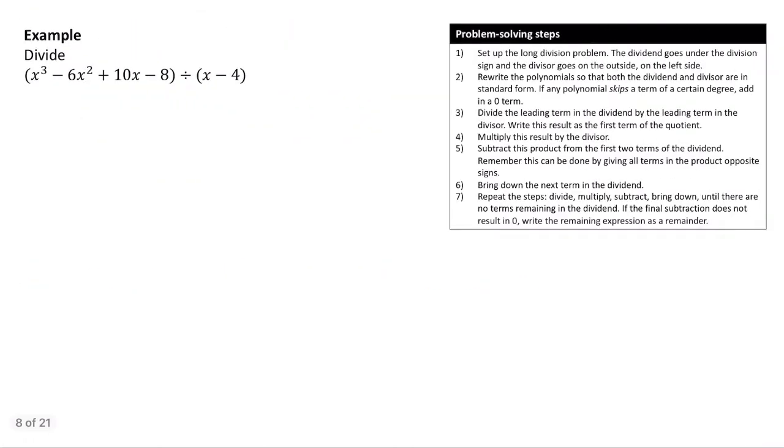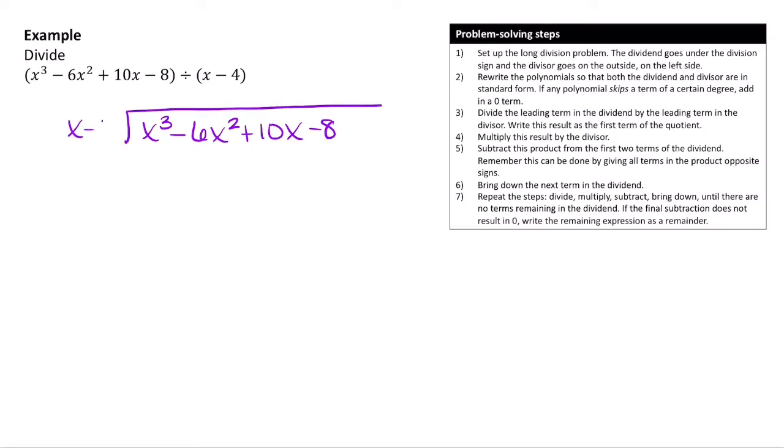So here we have a little bit longer polynomial divided by x minus 4. So what we're always going to do is make sure that everything's in standard form and that we have no skipped terms. So I don't see either of those in this problem, so I'm going to go ahead and write out my division. So I have x cubed minus 6x squared plus 10x minus 8, and that's going to be divided by x minus 4.